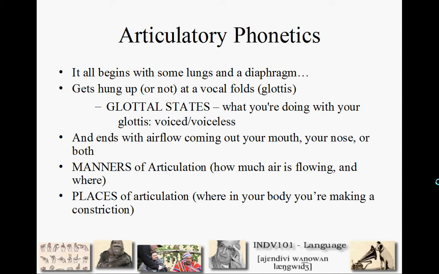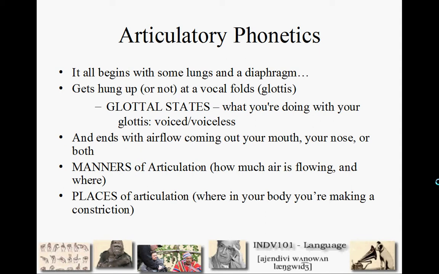Okay, so after it comes out of the lungs, and then it passes through your vocal folds, which are either vibrating, if it's a voiced sound like Z, or not vibrating, if it's a voiceless sound like S, the airflow is going to come out of your mouth, or out of your nose, or both. And we'll talk a little bit more about whether it's coming out of your mouth or your nose a little bit later on in this lecture.